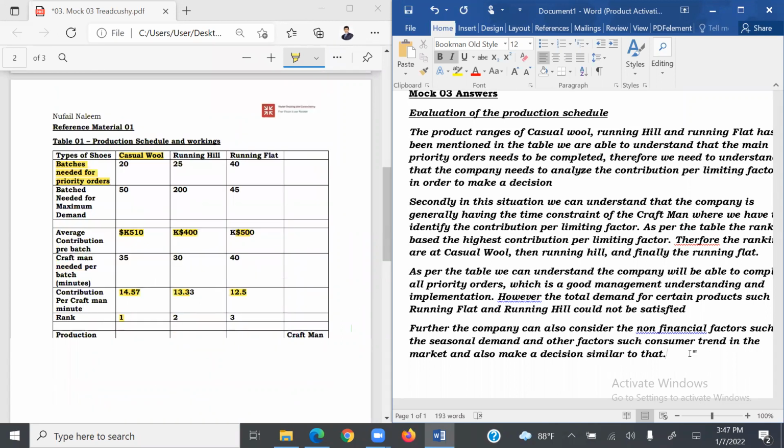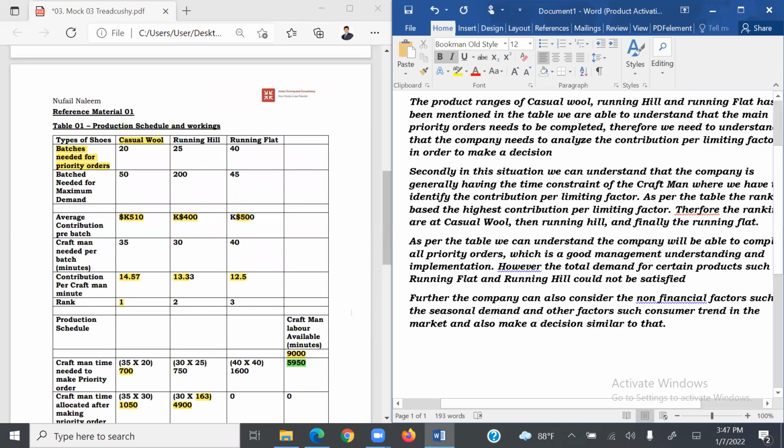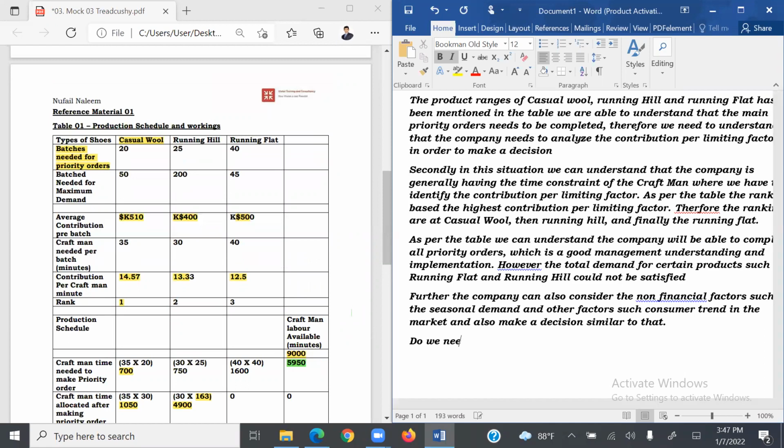So students, I need to ask a question. Do we need to pay an overtime premium? That is my question to y'all. Students, please tell me, do we need to pay an overtime premium? Students waiting for your response at the moment. Yes or no, students? I'm asking you, you can use the chat box.